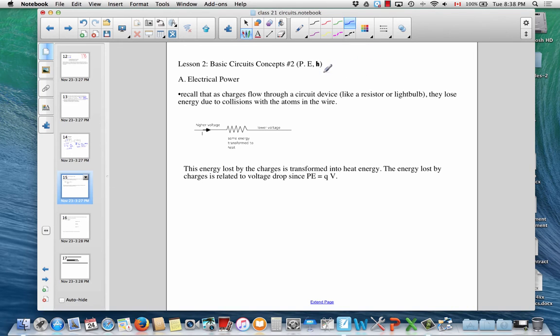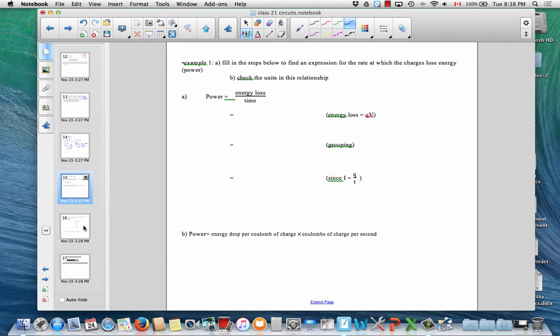Some other key electric circuit concepts are power, energy, and efficiency. So power, well, we were talking about the fact that there's a loss of energy as current flows through a resistor, just due to collisions and electric friction. Some of that electrical energy is getting converted to heat energy, and we just want to find an expression for that.